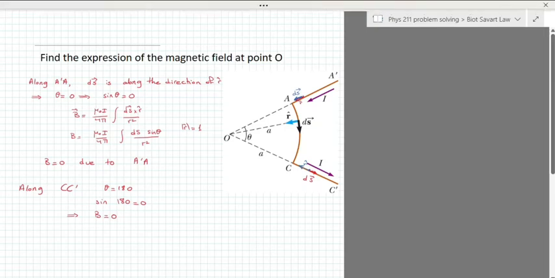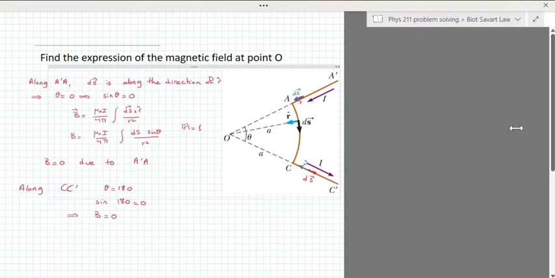So in this problem, we're requested to find the magnetic field at a point O, which is the center of an arc AC, and the magnetic field is going to be due to the wire, which is shown here. It is made of three sections, A prime A, AC, and CC prime, and we're requested to find the magnetic field at this point O, which is the center of the arc AC.